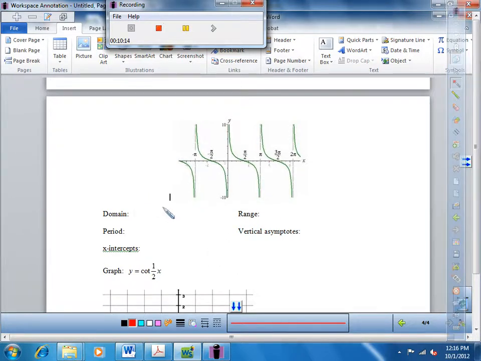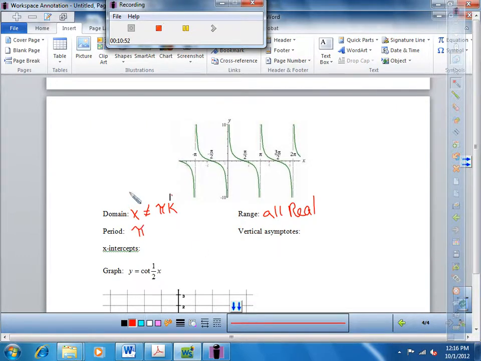So for cotangent, the domain is x is not equal to pi k, so not equal to multiples of pi, so it can't be 0, right? k is an integer. So it's not equal to multiples of pi. The range is all real. All real. The period again is still pi.